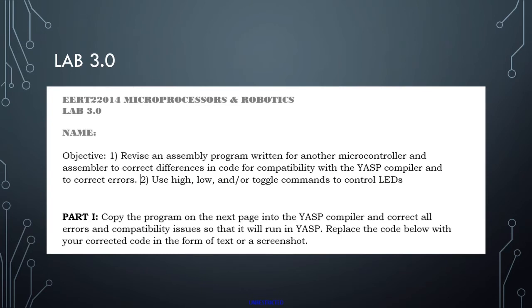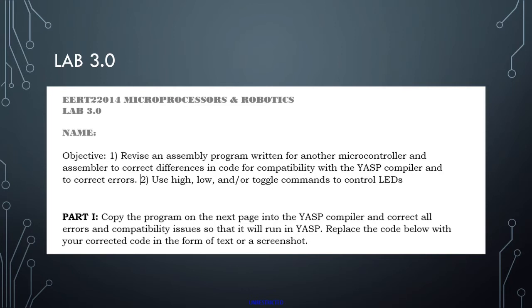Now we'll move on to a quick look at the instructions for Lab 3.0. We've already covered most of this, but I will review these instructions real quick. So the objective of this lab, we really have two objectives here. That's why I said we're working on multiple things this week. Your first objective is to be able to revise an assembly program that was written for another system to work with the system that we're using.